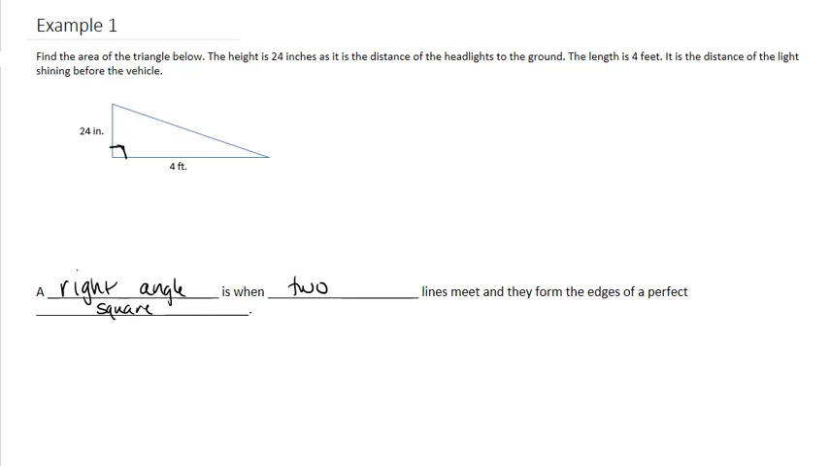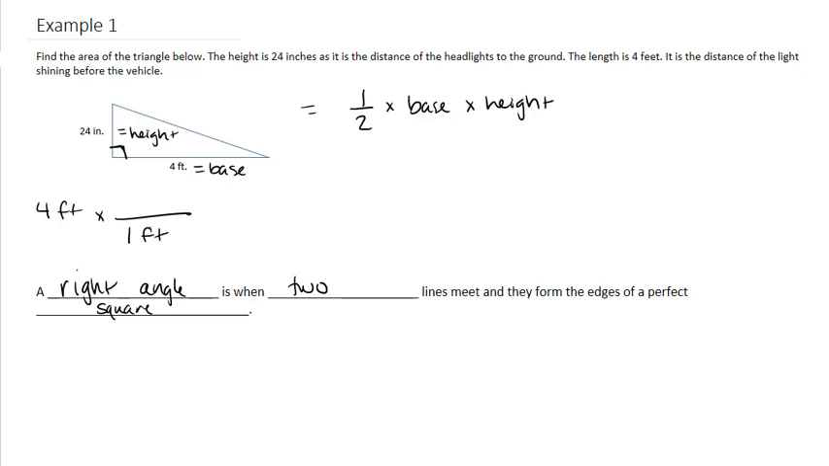So we have one. So now we know we can use our 1/2 times base times the height to find our area. Now our 4 feet is our base and our 24 inches is our height. Now we need to convert 4 feet to inches, so it's the same units. So 1 foot is equal to 12 inches.